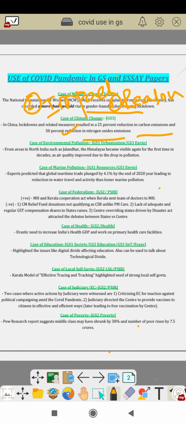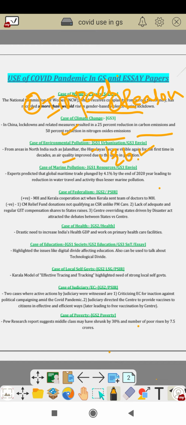Third is related to environmental pollution. So in areas like Jalandhar, the Himalayas became visible again for the first time in a decade due to improvement in air quality. So this example can be used to highlight the impact of urbanization on environmental features like the Himalayas.